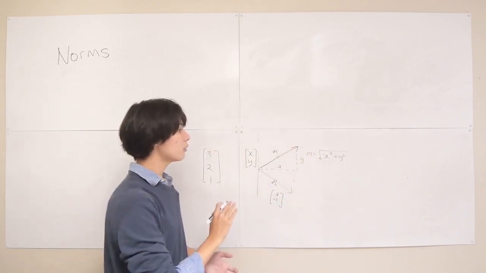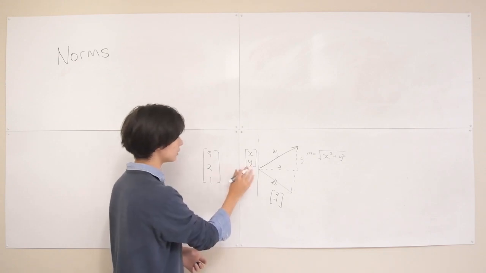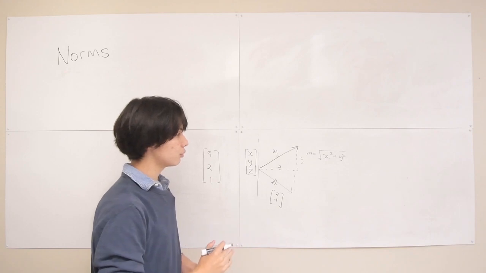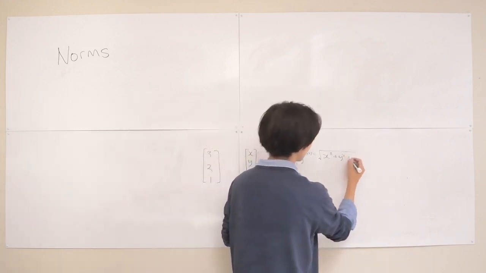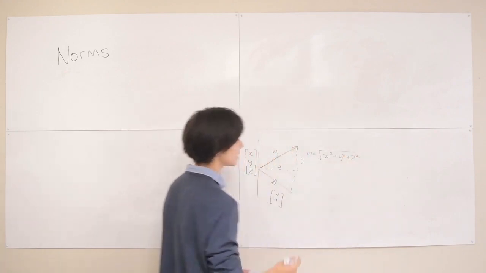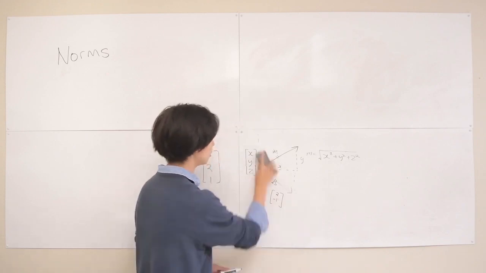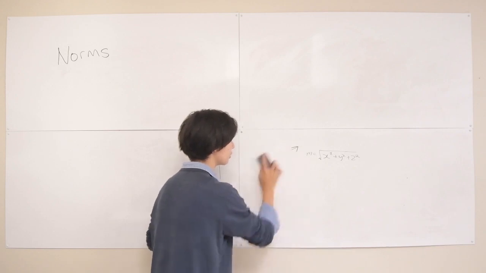But what if we have some z? If we have some z, I'm going to prove to you, in a way, that we can just add on to this, and that's going to be the norm of this new three-dimensional vector. But let's see why that's true. So let's go into 3 dimensions now.